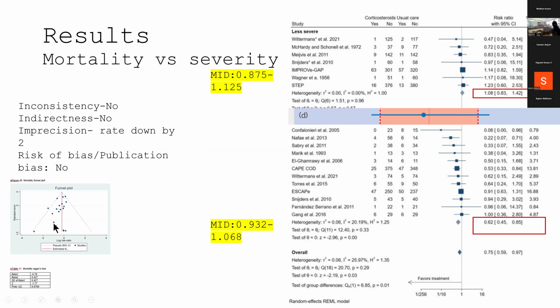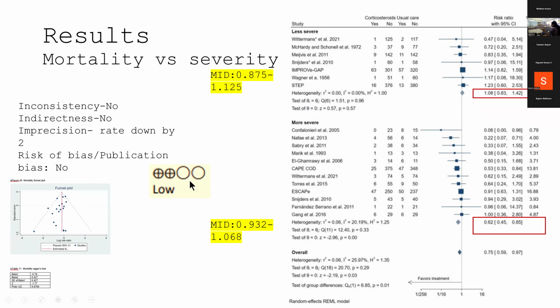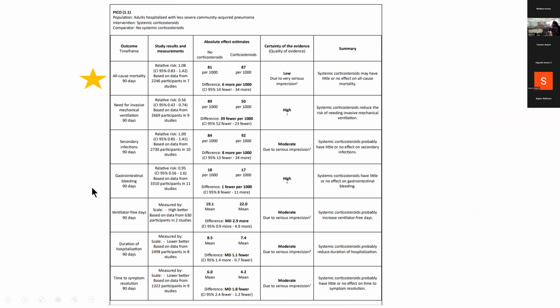Looking at the text, they said there's no risk of bias or publication bias. So what certainty of evidence will you give this now? High, moderate, low, very low. But you rated it down by 2, right? So you'll give it a low certainty of evidence. So let's look at the authors. They have also given all-cause mortality, relative risk 1.08. They have also rated it down to low due to serious risk of imprecision.